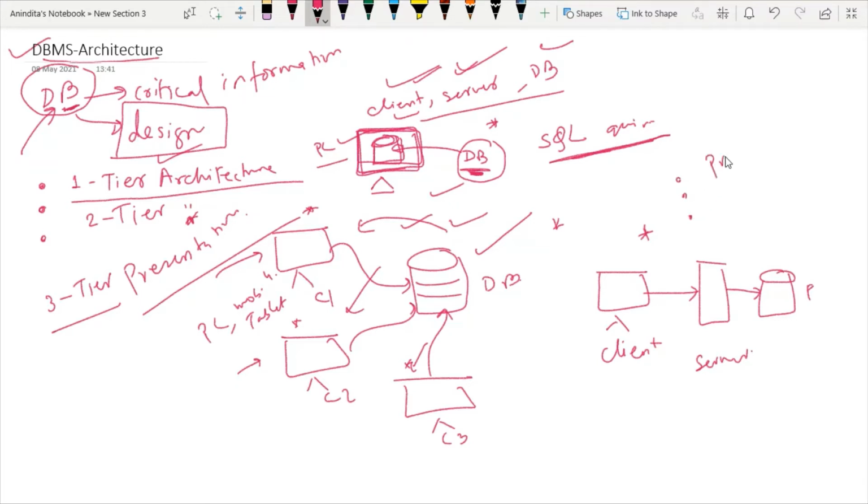The first layer is known as the presentation layer. This layer exists on your PC, tablet or mobile. Then we have the second layer, which is known as the application layer. This application layer resides on the server machine, and we have one database server in the third layer. So this is the three-tier architecture.